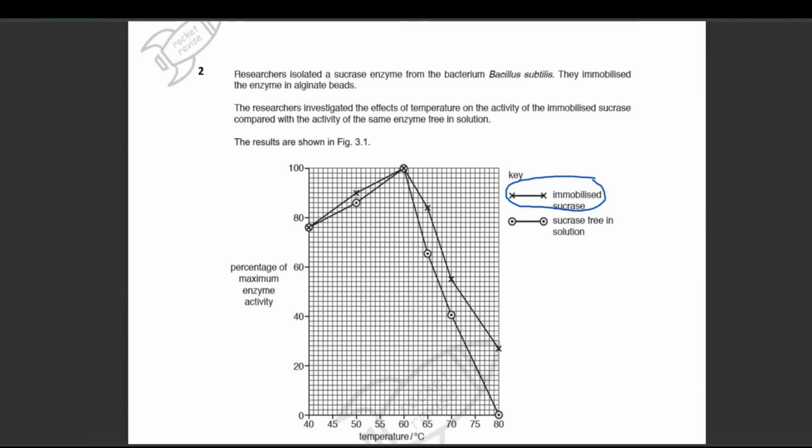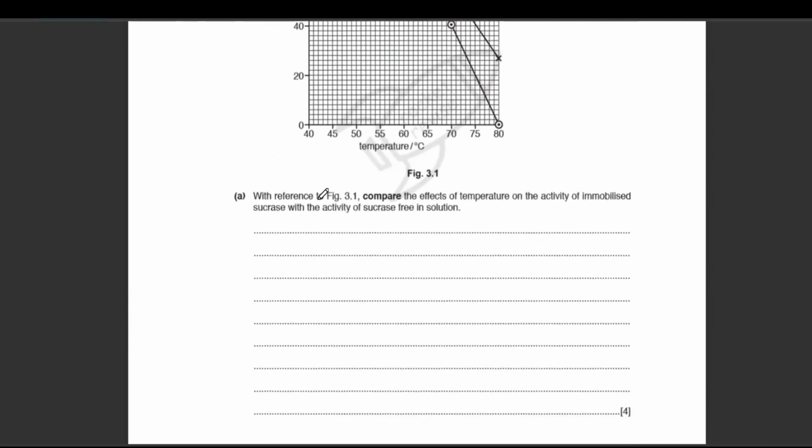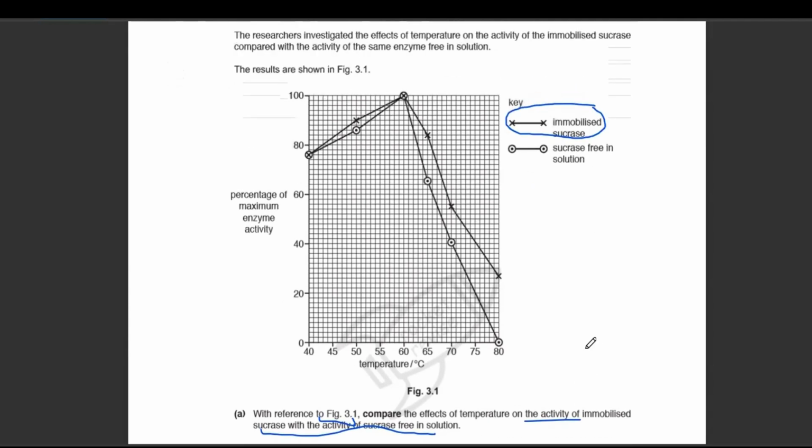Now, what you need to do is, I assume it's a 3-mark question. No, it's a 4-mark. With reference to figure 3.1, compare the effects of temperature on the activity of immobilized sucrase with the activity of sucrase free in solution. So you just need to compare the effects. You can mark a few of the temperature values and then compare the activity of immobilized sucrase. Okay, so it's a 4-mark one. Now you can write 4 pointers. You need to correlate your temperature with the percentage of maximum enzyme activity.